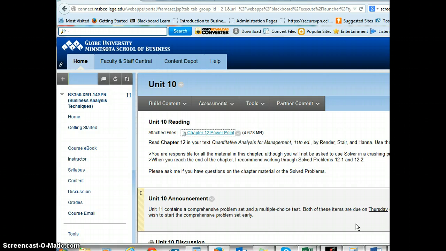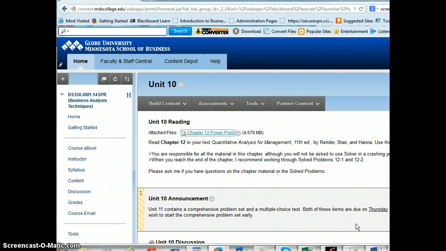And just another note on the requirements for next week, the comprehensive problems and the test, those are available now. So as soon as you finish this week's work, you can feel free to get started on the week 11 requirements, since week 11 is a short week. All the course requirements, tests, quizzes, assignments are due by Thursday of next week.